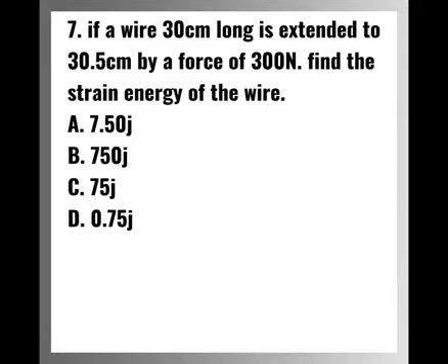Question number 7. If a wire 30 centimeters long is extended to 30.5 centimeters by a force of 300 Newton, find the strain energy of the wire. A. 7.50 joules. B. 750 joules. C. 75 joules. D. 0.75 joules.